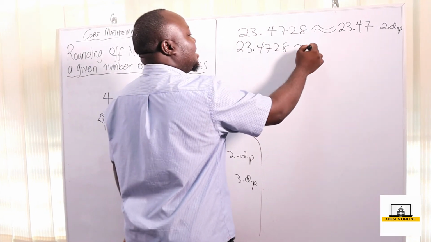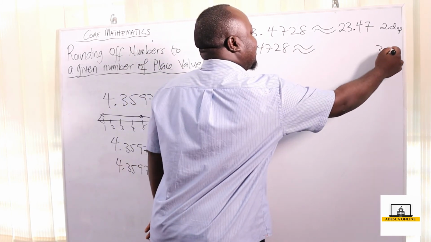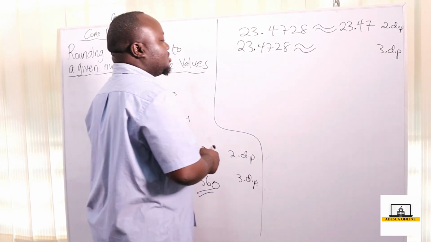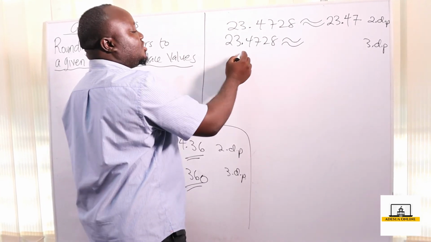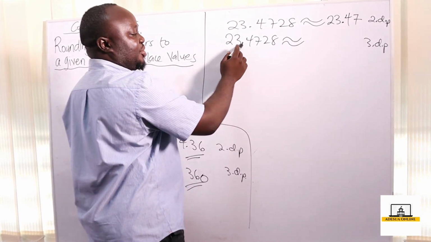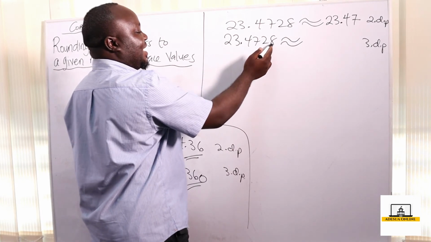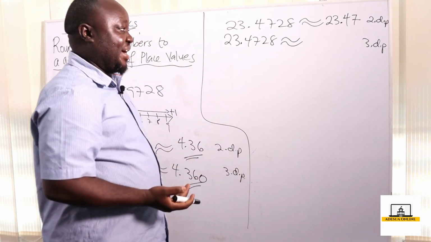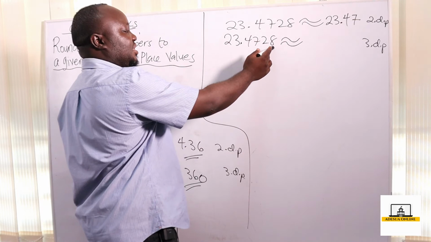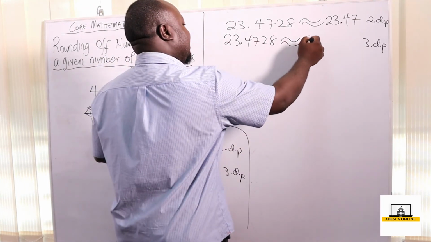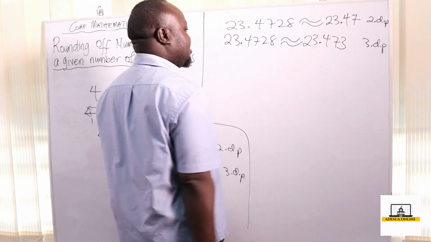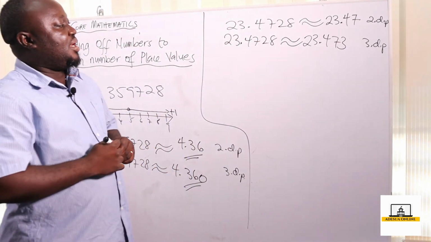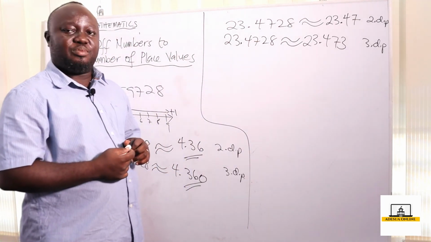But assuming we want to round this same number, 23.4728, to 3 decimal places. So I move 1, 2, 3. So this becomes 23.47. Now the 8 here, is it greater than 5? If yes, we add 1 to it. So it becomes 23.473. That is our decimal point.